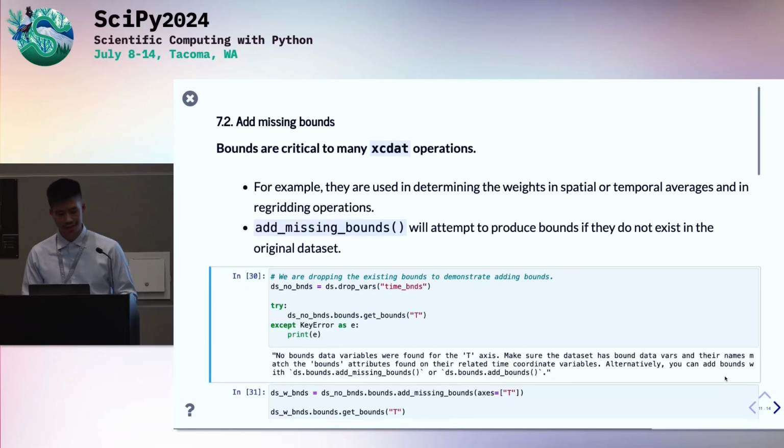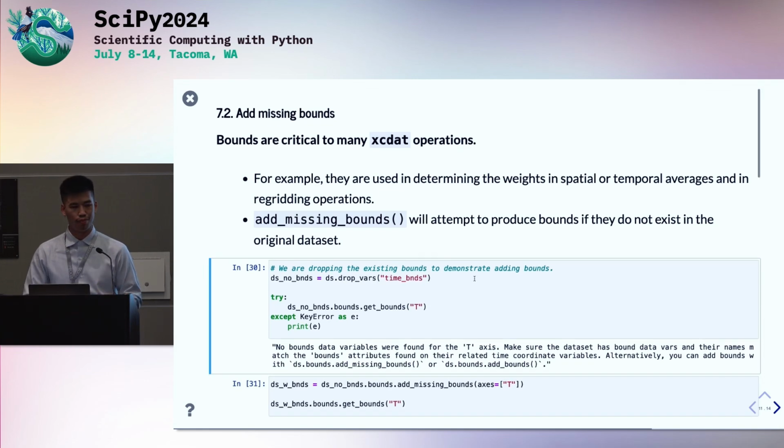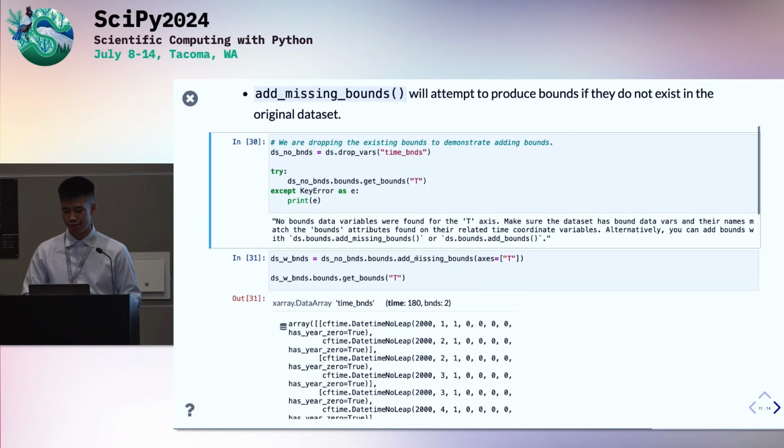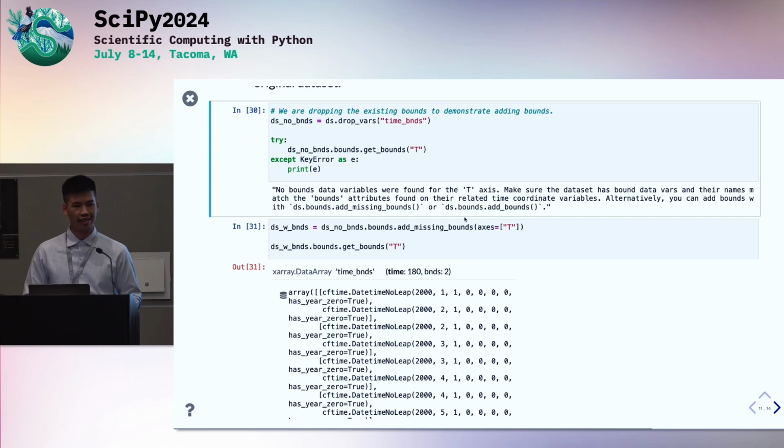Finally, adding bounds. Bounds, I mentioned, are really critical for weights, to make sure that the averaging operations are robust and produce accurate results. So xCDAT emphasizes adding missing bounds if possible. If bounds already exist, then they will just be used. But in this case, we're going to drop some bounds and then generate some new bounds for the T axis.